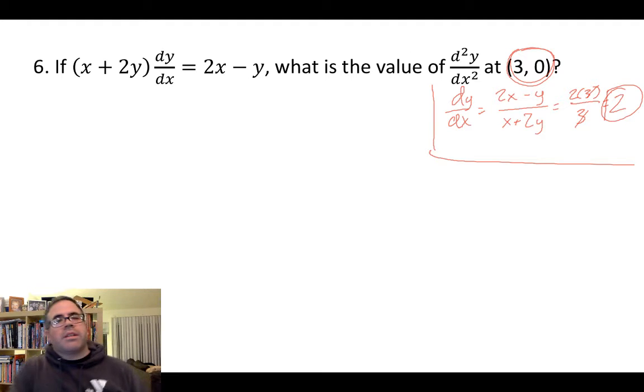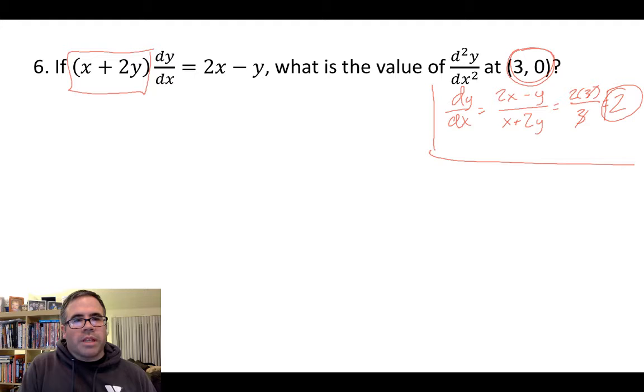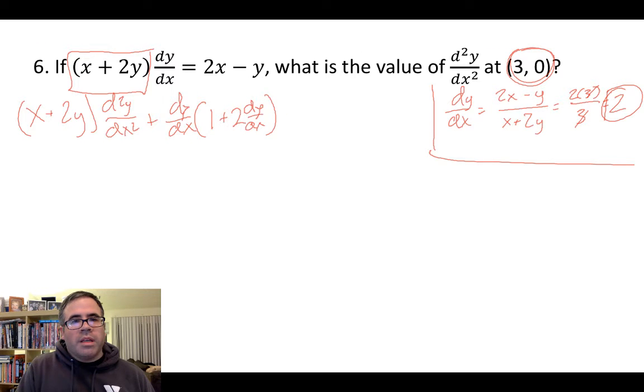Go over here. Now, this is what implicit differentiation is made for, so we're going to do it. The first part is a product rule again. So we'll take the first, x plus 2y, times the derivative of the second, which is the second derivative, plus the second, dy dx, times the derivative of the first, which is 1 plus 2 dy dx, equals, derivative of this implicitly, 2 minus dy dx.